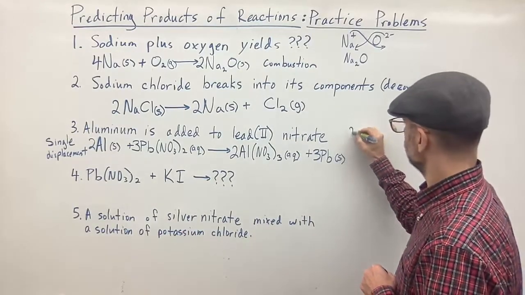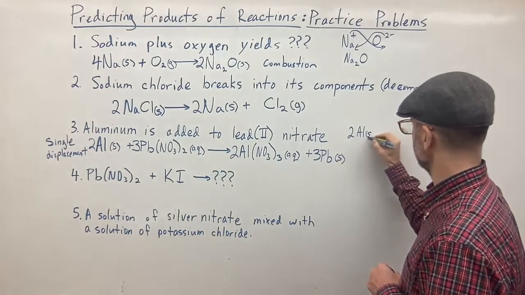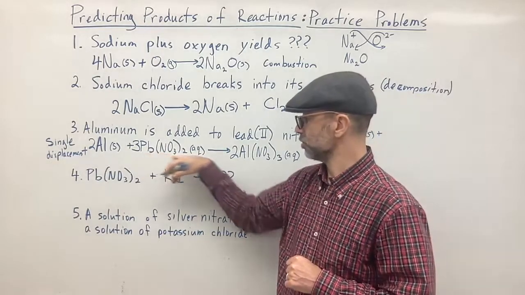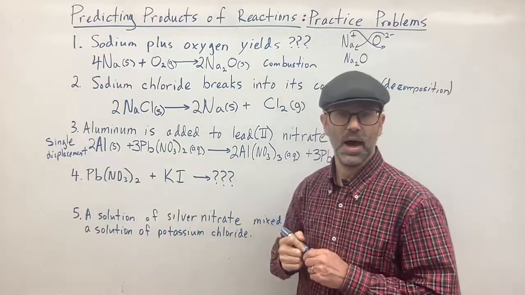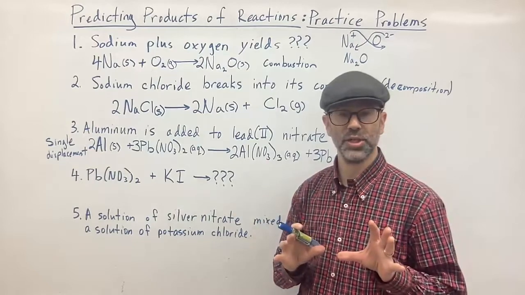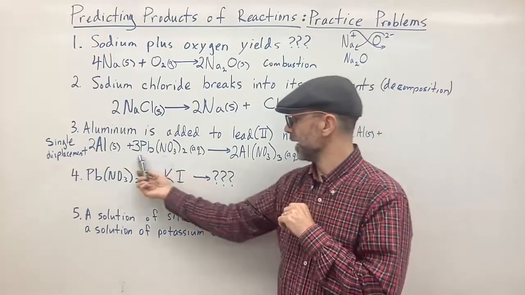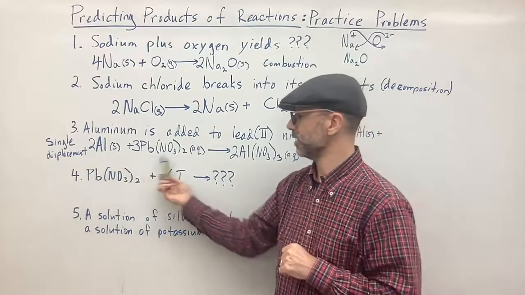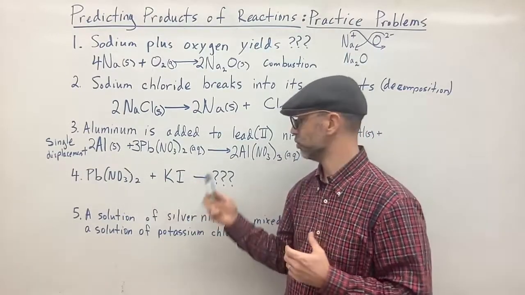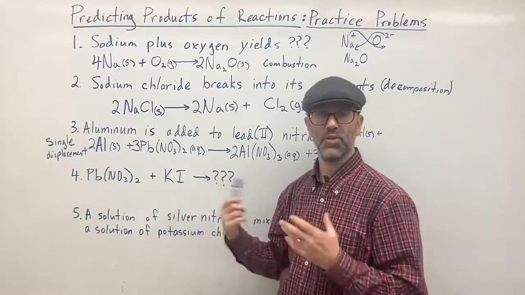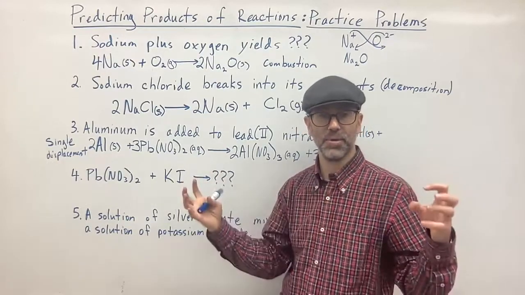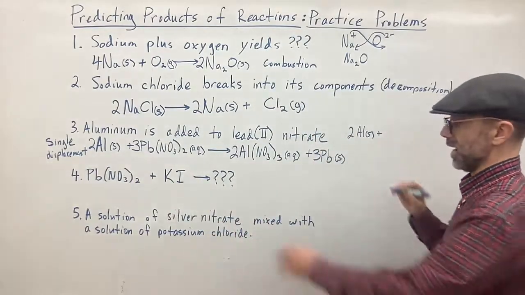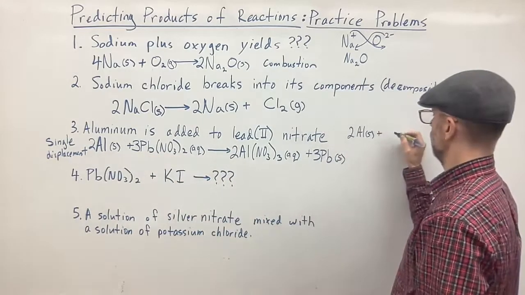So I have 2 aluminum solid plus, and then I have this aqueous ionic solution. So these ions are really just floating around in solution. They're not actually together. We write it together because that's the formula, they balance charge. But in reality, these ions are dissolved in water. Aqueous means dissolved in water. So they're not together. They are separated, floating around in solution. So what we can do is separate out these ions.